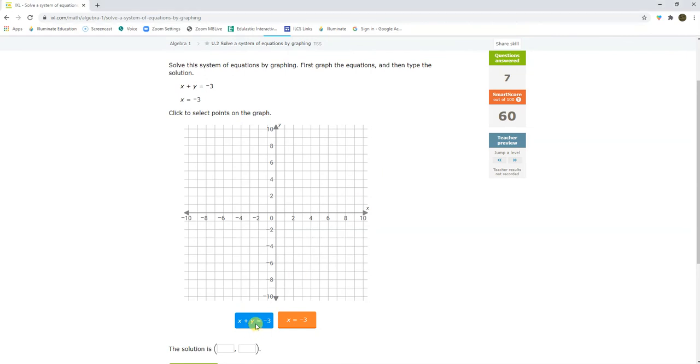Okay, so this one, I can break it into 2 equations, so I have x equals -3, y equals -3. And this one is a vertical line through -3. So where do they meet? They meet at -3, comma 0.